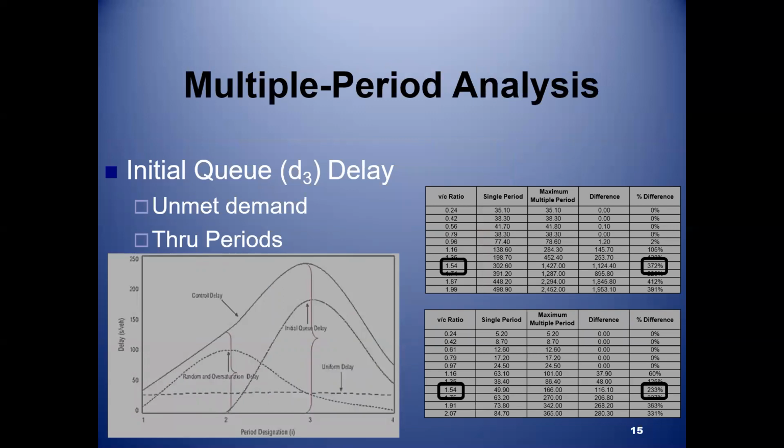If you look at this graphic on the left, that's the Highway Capacity Manual's version of why you need initial queue delay, d3 delay. The bracket over here says if you don't get unmet demand, this is going to be your final answer. If you do, this might be your final answer with initial queue delay thrown in. Now let me remind you what initial queue delay is.